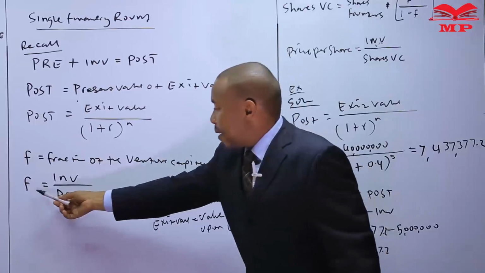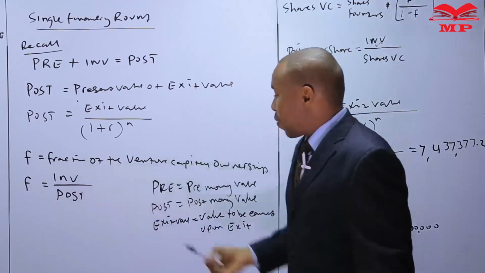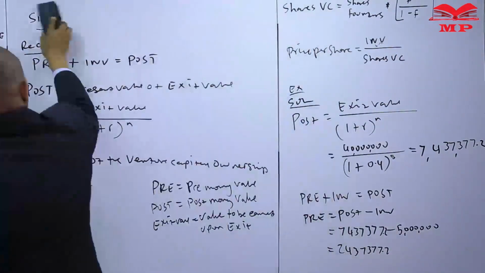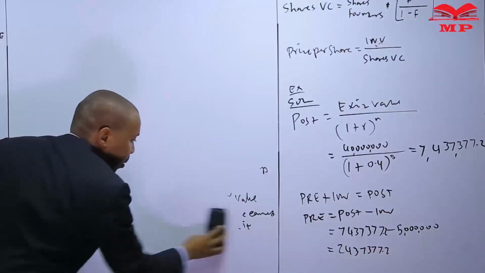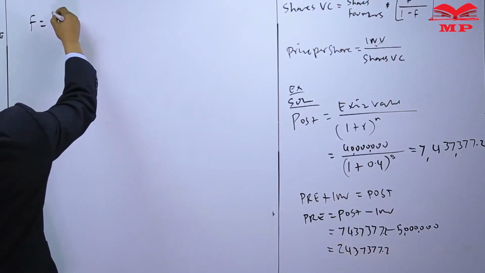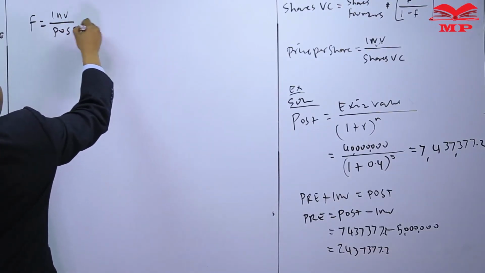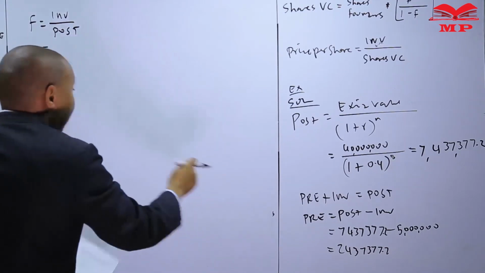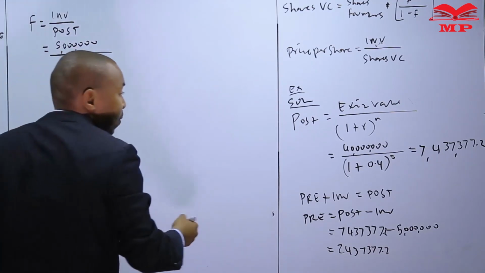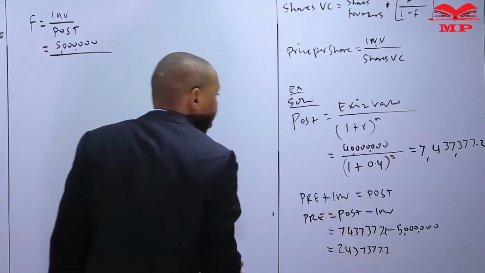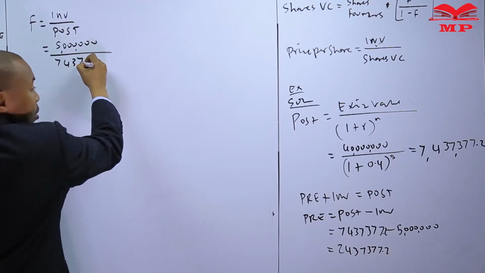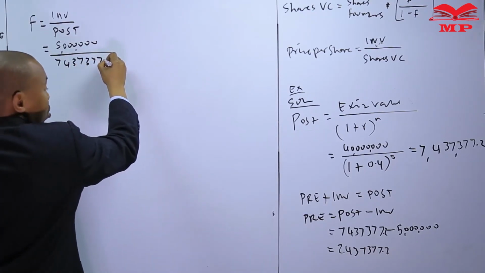Now we can see the F value, the fraction of the venture capital ownership, is given as the investment value over post. So F is the investment value over post. The investment value is 5 million, over the post-money value. The post-money value is how much? It is 7,437,377.2.